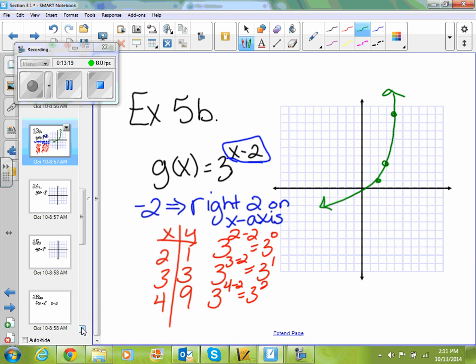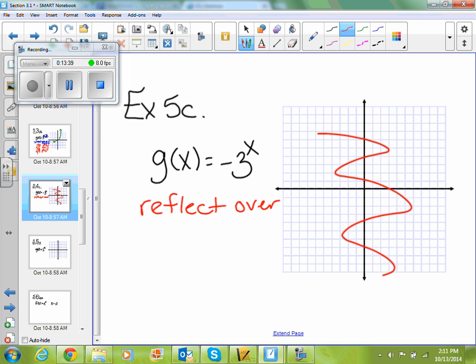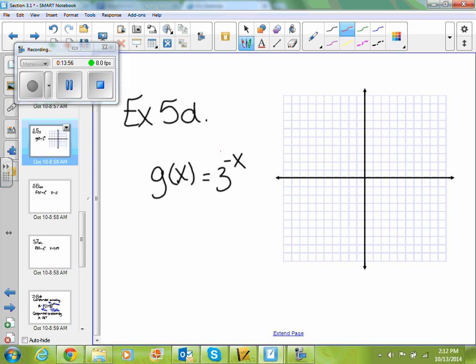Let's just identify these transformations and not graph these ones. So I'm not going to worry about graphing. I just want to know negative 3x, what type of transformation is that? Are we moving it or are we reflecting it? Reflecting it, perfect. And where are we reflecting it? Perfect. So we're reflecting it over our x-axis. And we know that because of this negative out front. And if we look at this last one, 3 to the negative x, because of this negative x, where am I reflecting it? Perfect, I'm reflecting it over my y-axis.